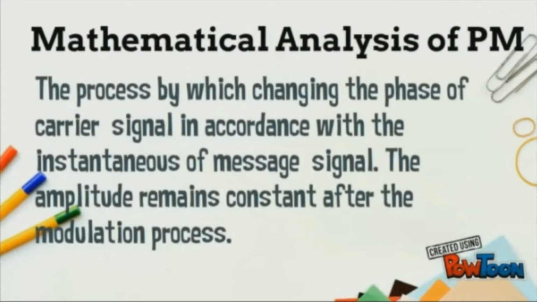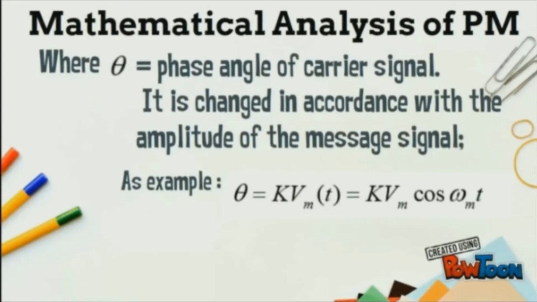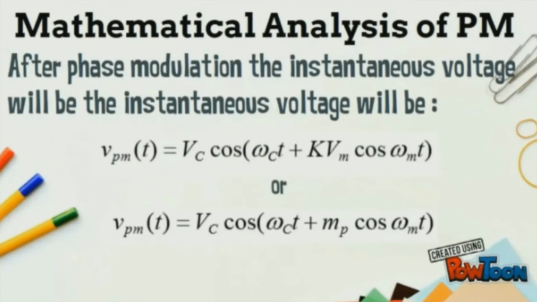In the mathematical analysis of phase modulation, it is the process of changing the phase of the carrier signal in accordance with the instantaneous value of the message signal. The amplitude remains constant after the modulation process. These are the formulas for both the message signal and carrier signal, where Phi2 is equal to the phase angle of the carrier signal. It is changed in accordance with the amplitude of the message signal. As an example, we can see from the formula shown here, after the phase modulation, the instantaneous voltage will be as both of these two formulas below here.